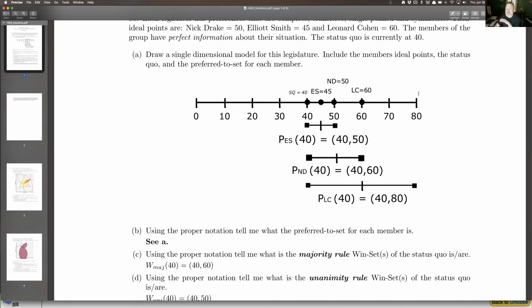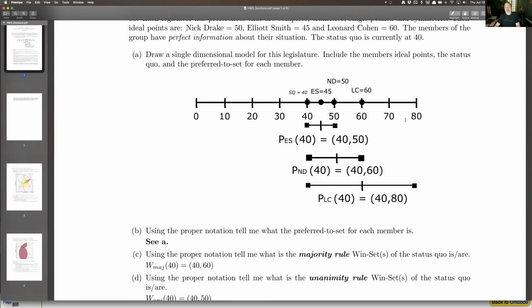And because it is single peaked and symmetric, we know that he also likes a lot of these points. How far do we go until we're out of his preferred-to set? Find his indifference point. His indifference point from 40 is 80. So he strictly prefers everything between 40 and 80 to 40. So that is his preferred-to set.